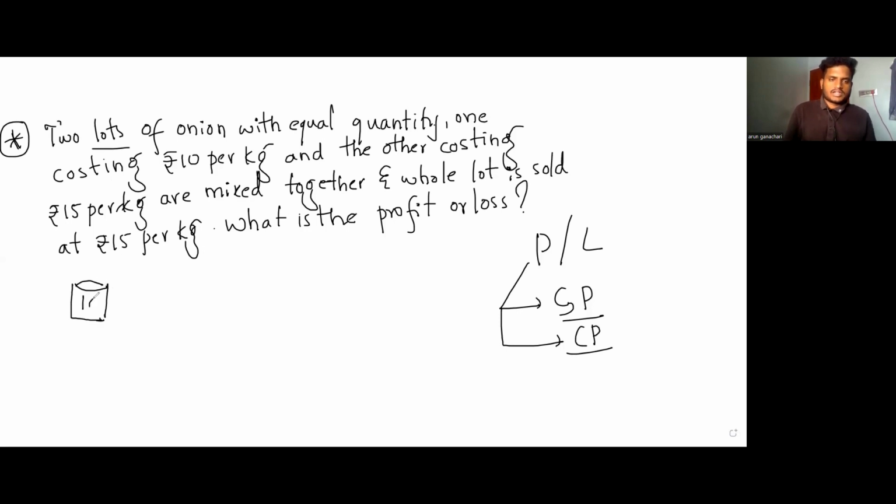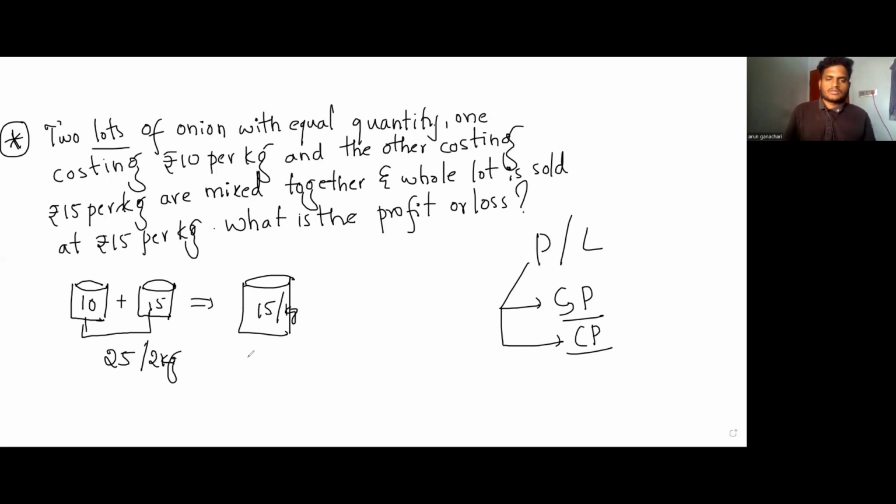The price of one is 10 and there is one more bag, the price of which is 15. They are both mixed and sold as one lot, at 15 per kg. Like this, this was 10 rupees per kg and 15 rupees per kg. Together it is how much? 25. Yes or no? 25 for 2 kgs. Now this was 15 rupees for 1 kg. This is your cost price because they are telling you the costing.